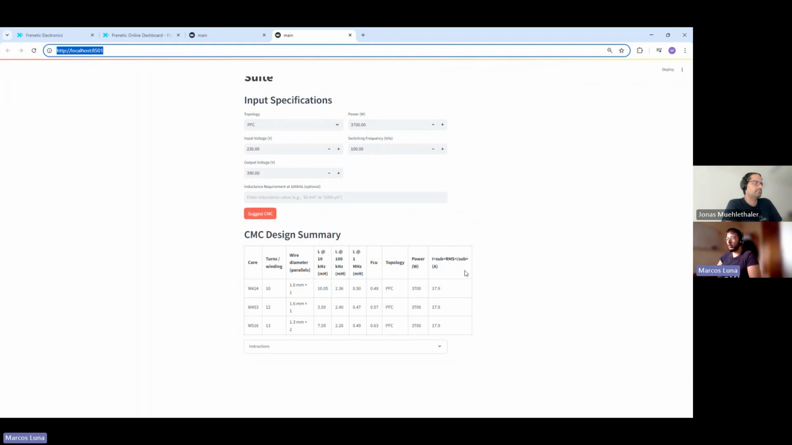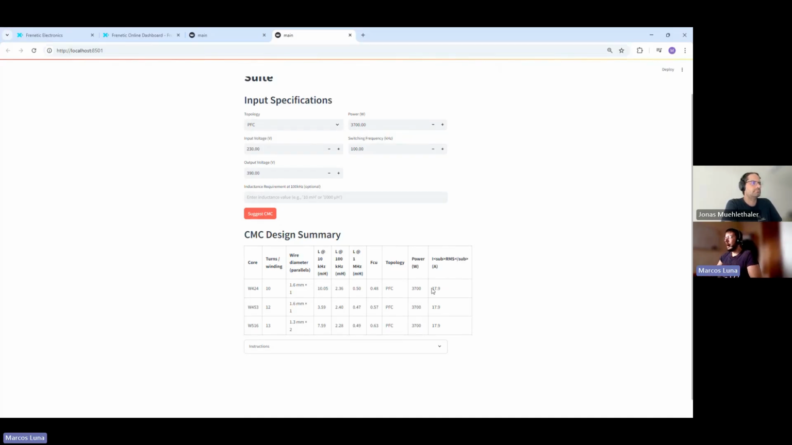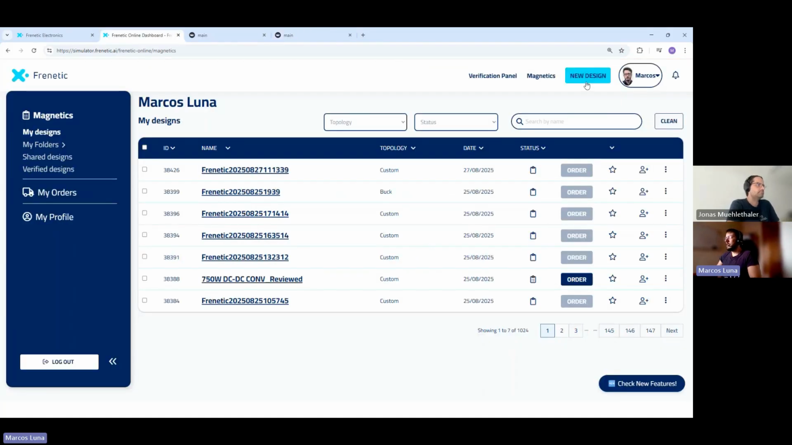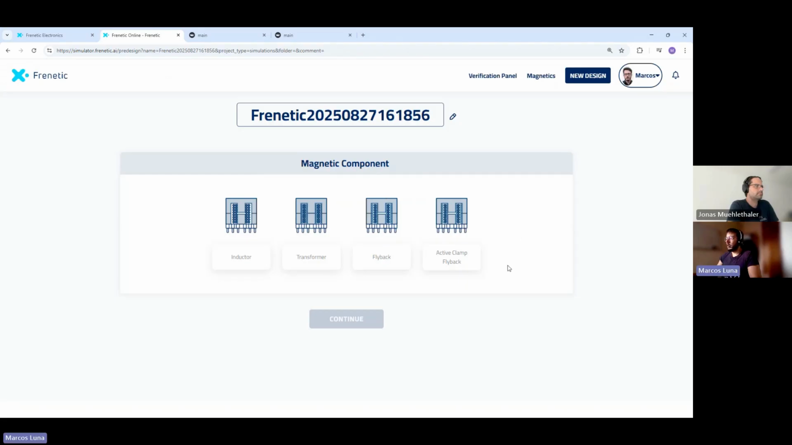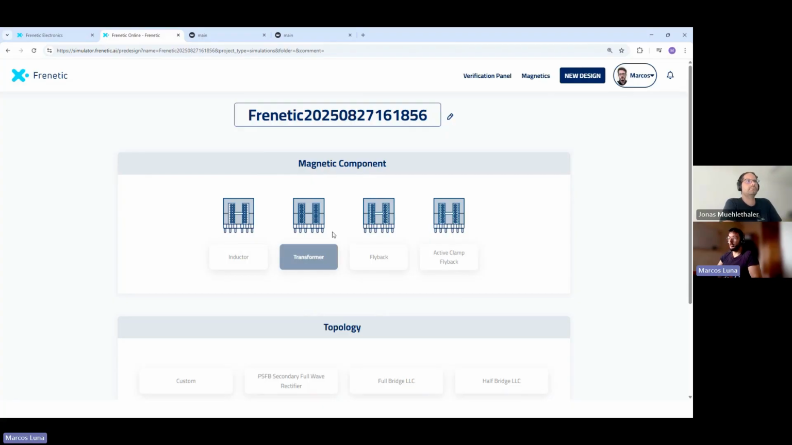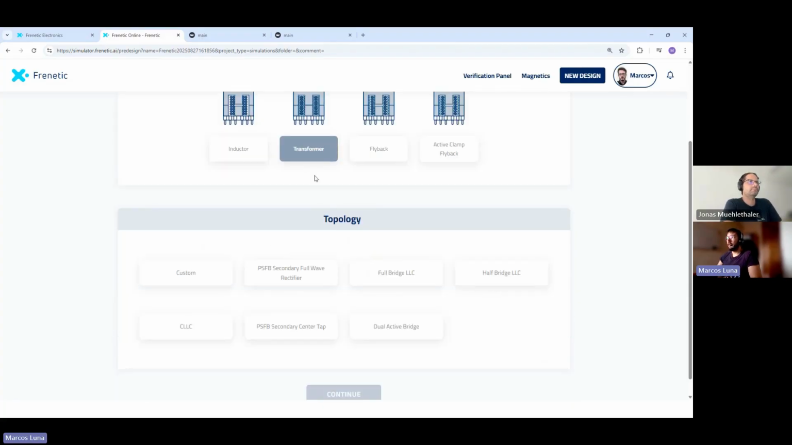And also another requirement is, taking the number of turns, seeing if it fits inside the core, and also for the diameter of the winding, seeing if it is proper or not for the current. And once you have this, you can go to Frenetic and start a new design. Okay. And basically, well, here we don't have any common mode choke option, but essentially a common mode choke is a transformer. Okay. With coupling near to 1.